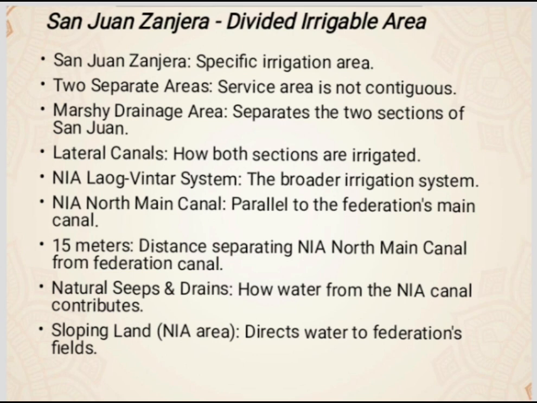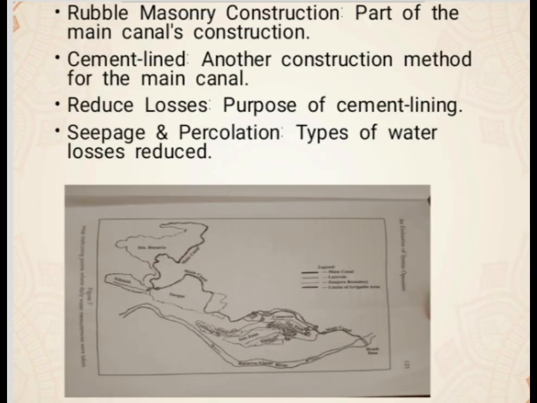So, makikita nyo na may mapa dito. So, ang mapa is, siya yung nagsiserve as a visual aid. So, dito is, i-illustrate dito yung main canals, yung lateral canals, and the boundaries of the different Zanzaras, na kung saan siya yung nagpapakita kung paano yung tubig galing sa river reaches into the irrigable land.